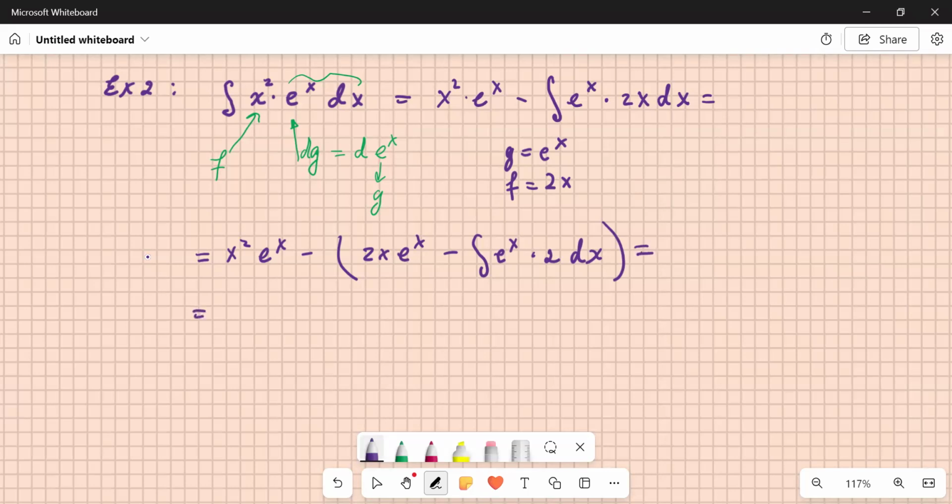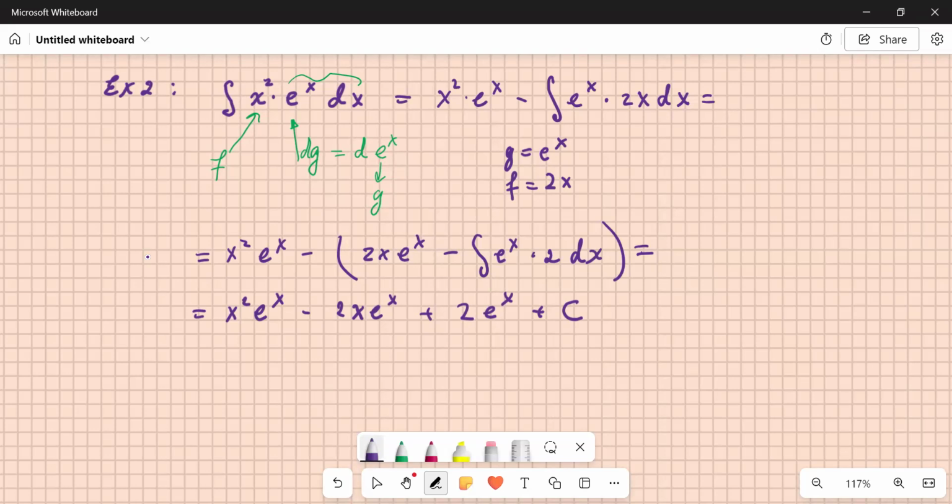I'm going to put one more line over here, x squared e to the power of x minus 2x e to the power of x. And if I distribute this minus over this one, I'm going to get plus integral of e to the power of x is e to the power of x, and 2 is going to become a constant in front, and there's going to be a constant as an indefinite integral. You see? So I used integration by parts 2 times, and I found my answer.